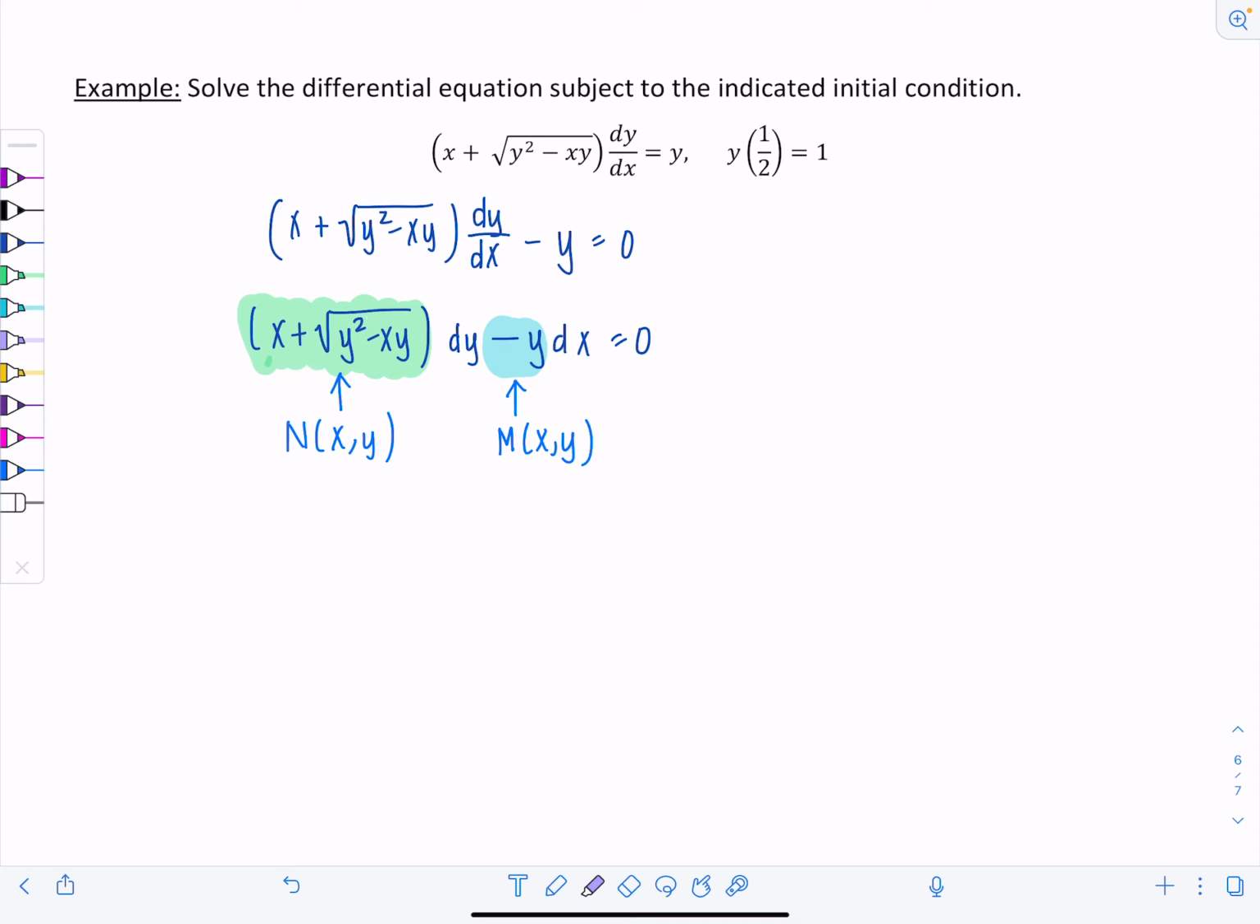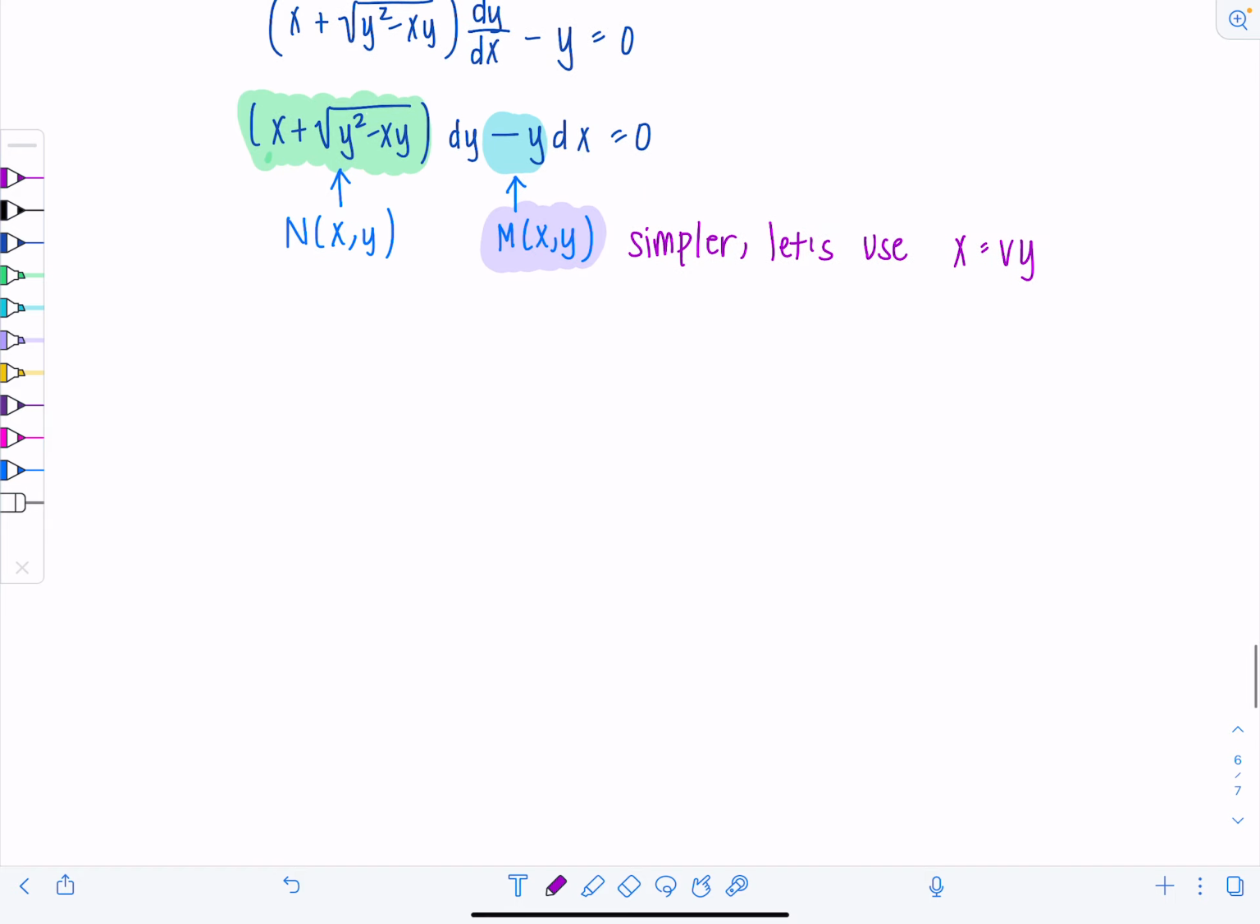I say m of xy is simpler, right? This is the first time it's happened. This one is simpler, so I'm going to opt for the other substitution. Let's use the substitution x equals vy, okay? Good, I wanted to do one for you like this so you could see how it would work. Pretty similar. You have to start off finding dx, okay?